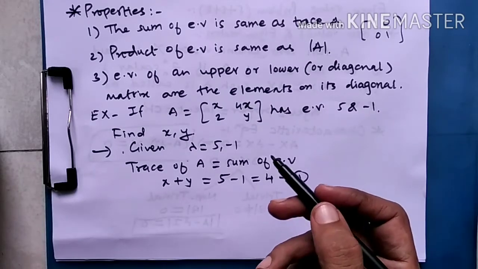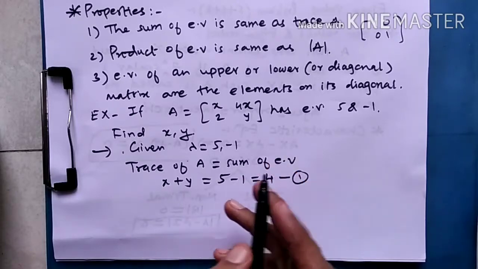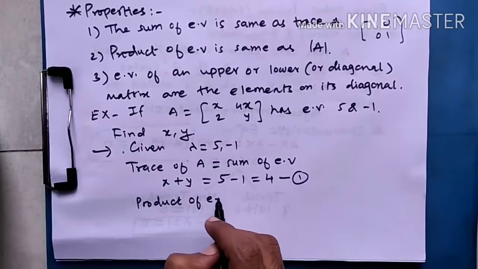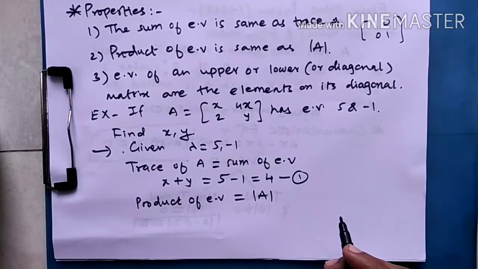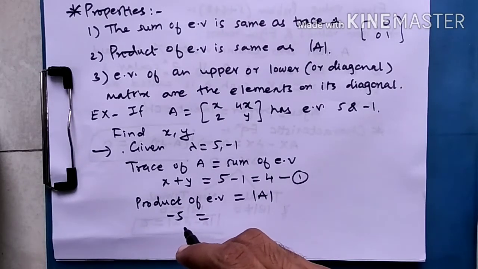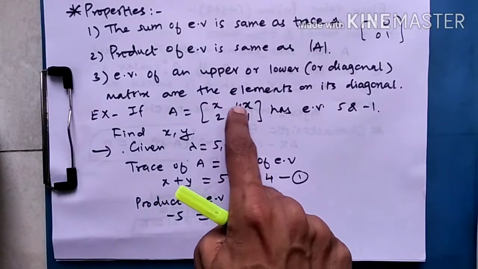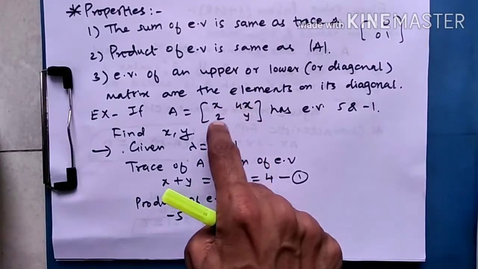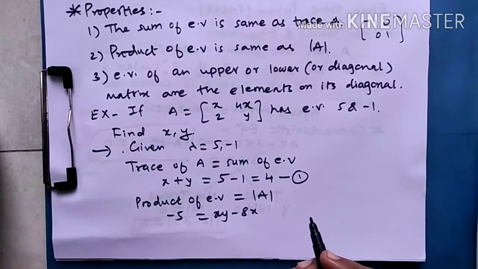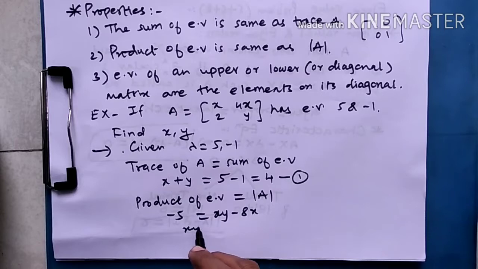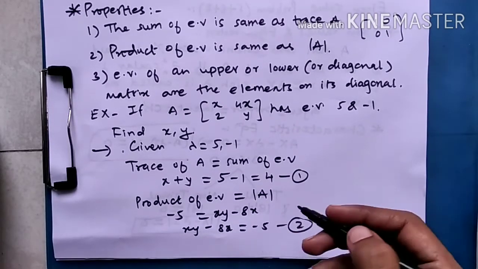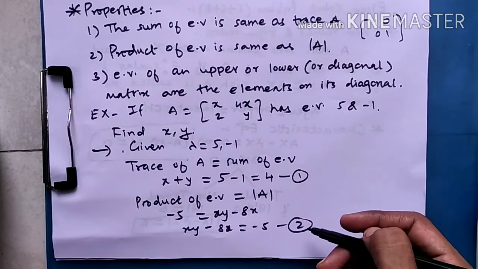We can get the second equation using the second property, that is product of eigenvalues is same as determinant of given matrix. So product of eigenvalue will be 5 into -1, that is -5, and determinant is this product x into y minus this product 4x into 2. So it is xy minus 8x. So that gives you the second equation, xy minus 8x is equal to -5. Solving these two equations, we will easily get the values for x and y.